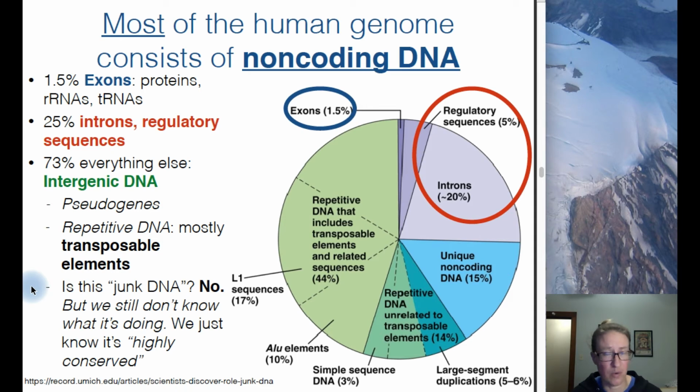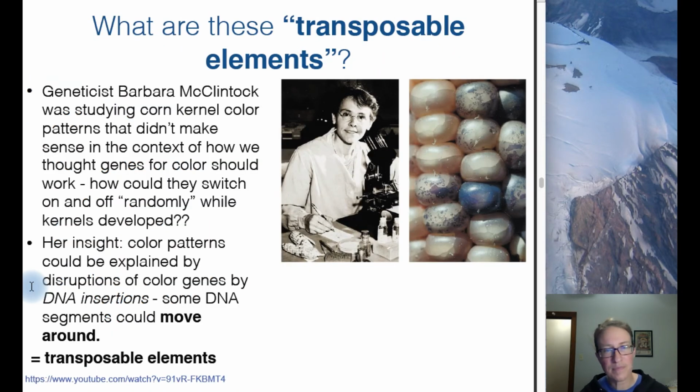We also know that a lot of this DNA is very highly conserved. What that means is that you can find these sequences across a wide range of organisms and over the course of evolutionary time. So there is still a tremendous amount to unpack about how our genome and how other genomes work. But I want to come back again to that point about transposable elements. So what are those transposable elements?